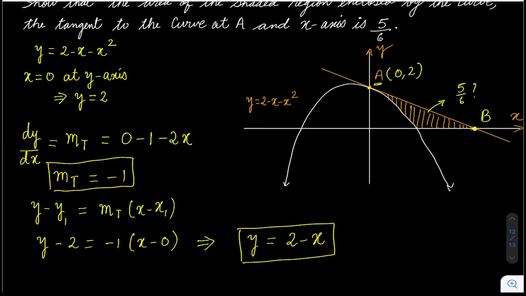Let's call this point B. And where the curve is crossing the x-axis, let's call this point C. And this, actually we don't need the point D, but okay, let's just mark it. So now I need points B and C.